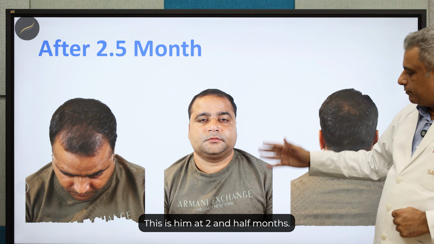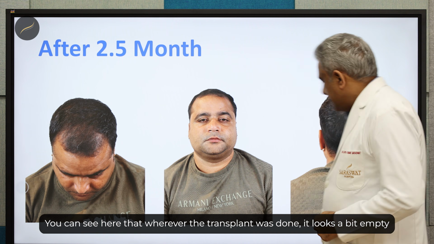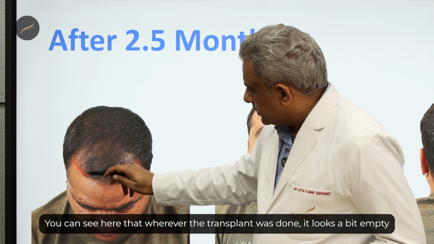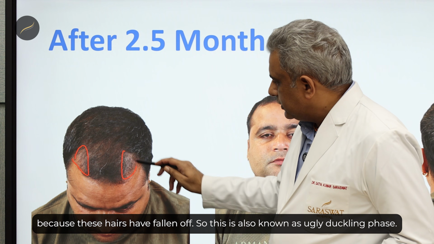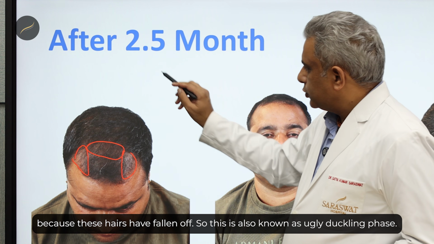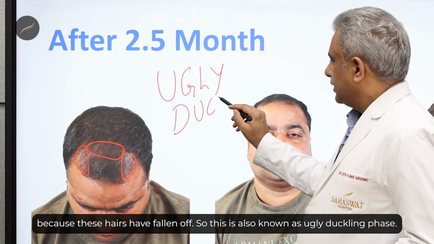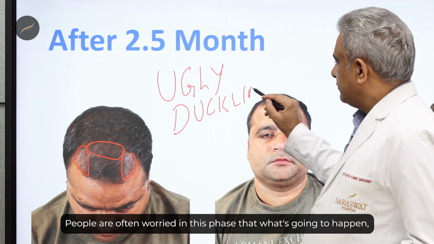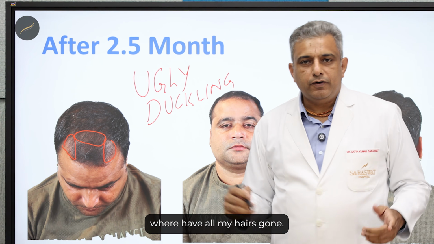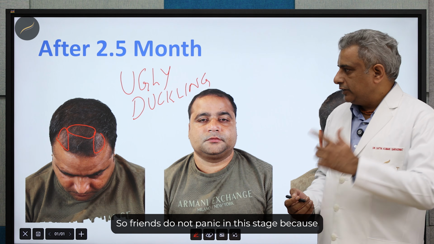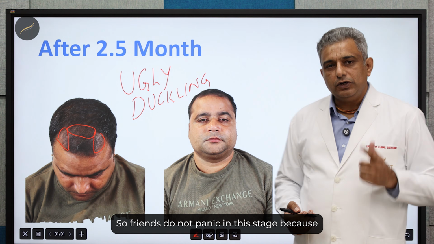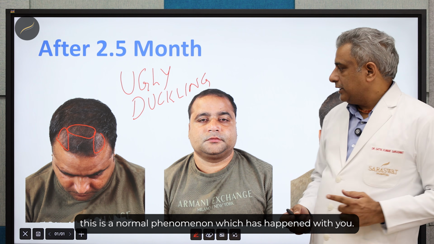This is him at 2.5 months. This is the shedding phase. You can see here that wherever the transplant was done, it looks a bit empty because these hairs have fallen off. So this is also known as ugly duckling phase. People are often worried in this phase that what's going to happen, where have all my hairs gone? So friends, do not panic in this stage because this is a normal phenomena which has happened with you.